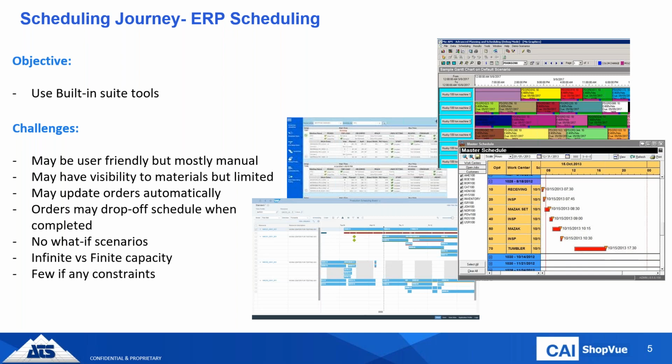As if that wasn't enough, dealing with the whole thing of infinite versus finite capacity was crazy. And then any kind of constraints that we had in there, we just couldn't do it. So again, it was very difficult. And just the inability to do what-if scenarios alone was enough to be frustrating.